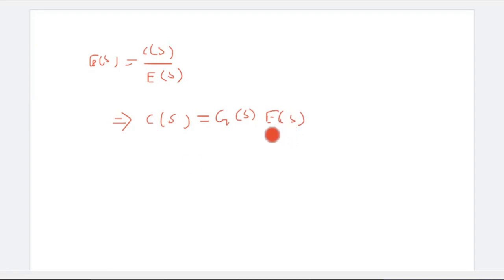E of s is R of s by 1 plus G of s into H of s. This is G of s as it is, and E of s is nothing but R of s by 1 plus G of s into H of s. What is the transfer function? Laplace transform of output by Laplace transform of input.